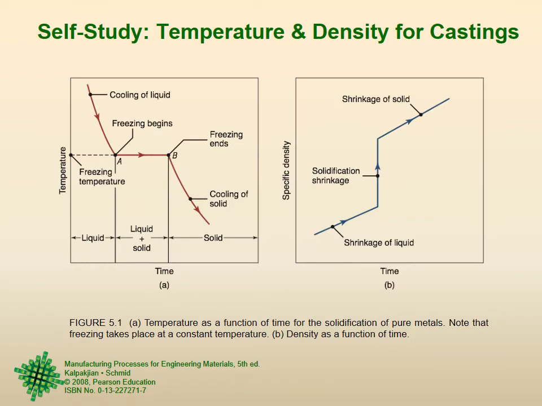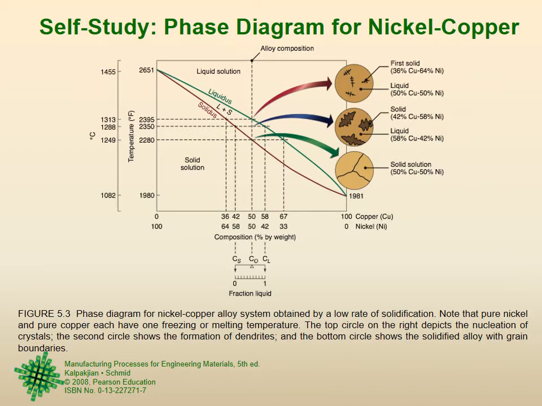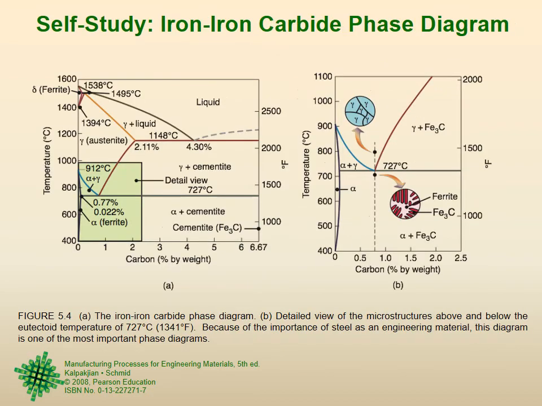This is the slide of temperature and density for castings. This is a slide for two-phase alloys, binary alloys. This is a casting for self-study, the phase diagram for nickel copper alloy. You have done that in the previous course. Phase diagram of iron carbide steel. You have done that in detail earlier, right? So that is why I have written self-study on all of these. This is given in this book also. So you can go through these slides for a quick review.